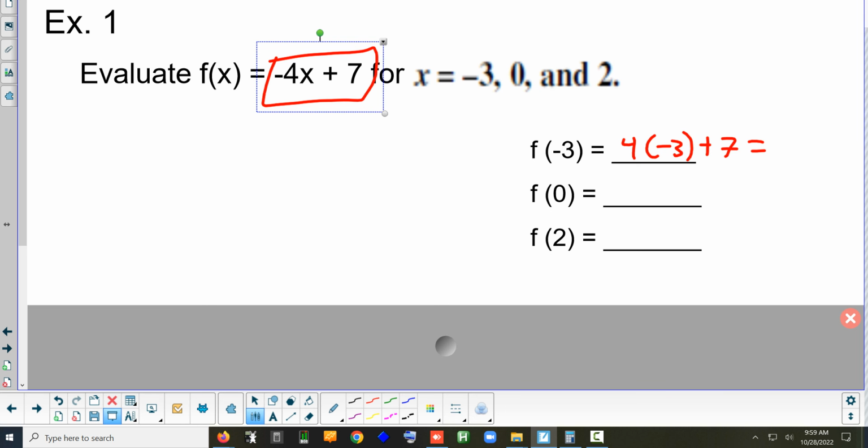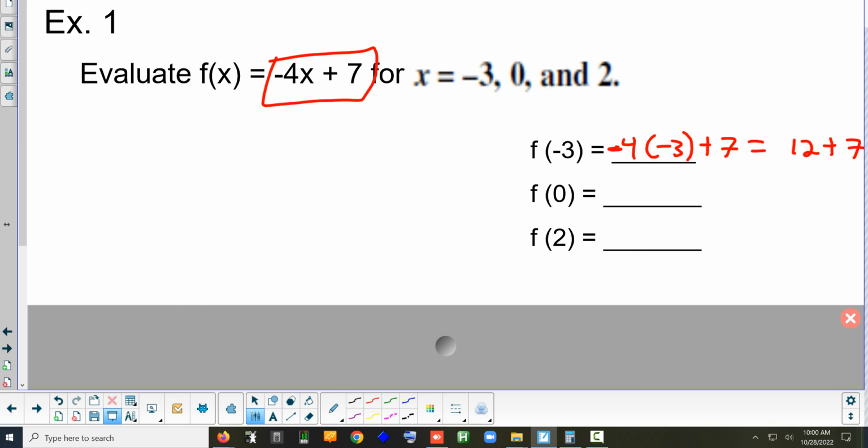-7. Oh, wait. -12. Yep, -12. So -12 plus 7. What's that? Oh, the 4 is a negative. Thank you. So now it's a negative times a negative, which will make that a positive. Yes, that's important. So it's -4 times -3, so that's positive 12.